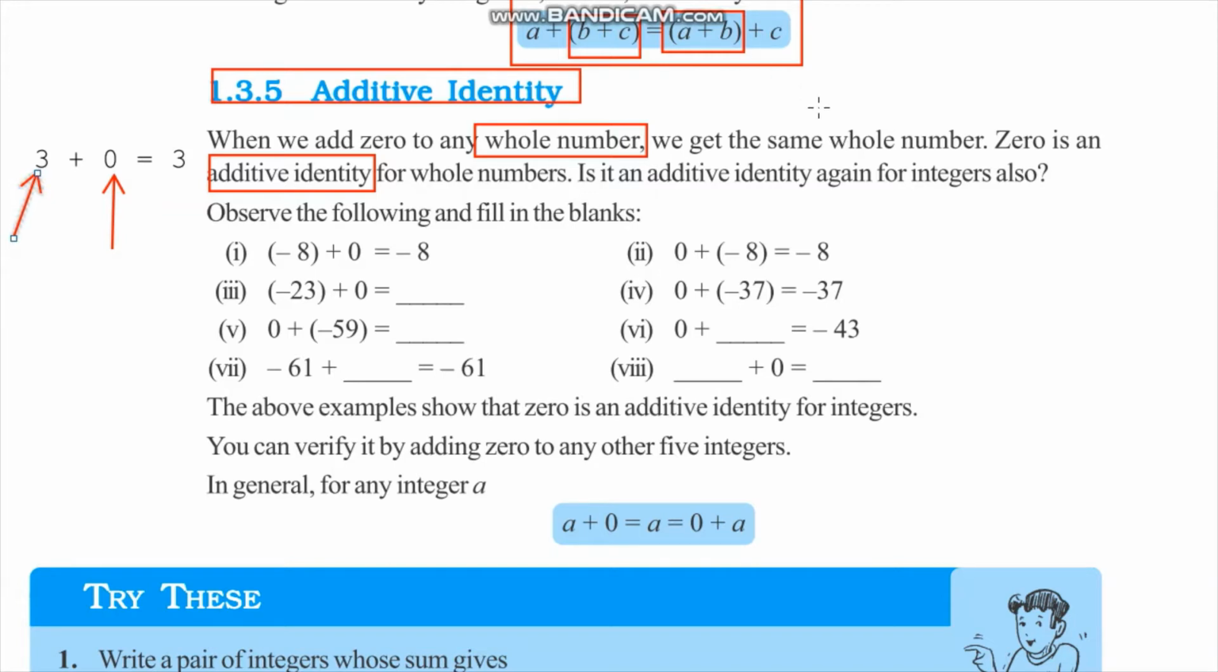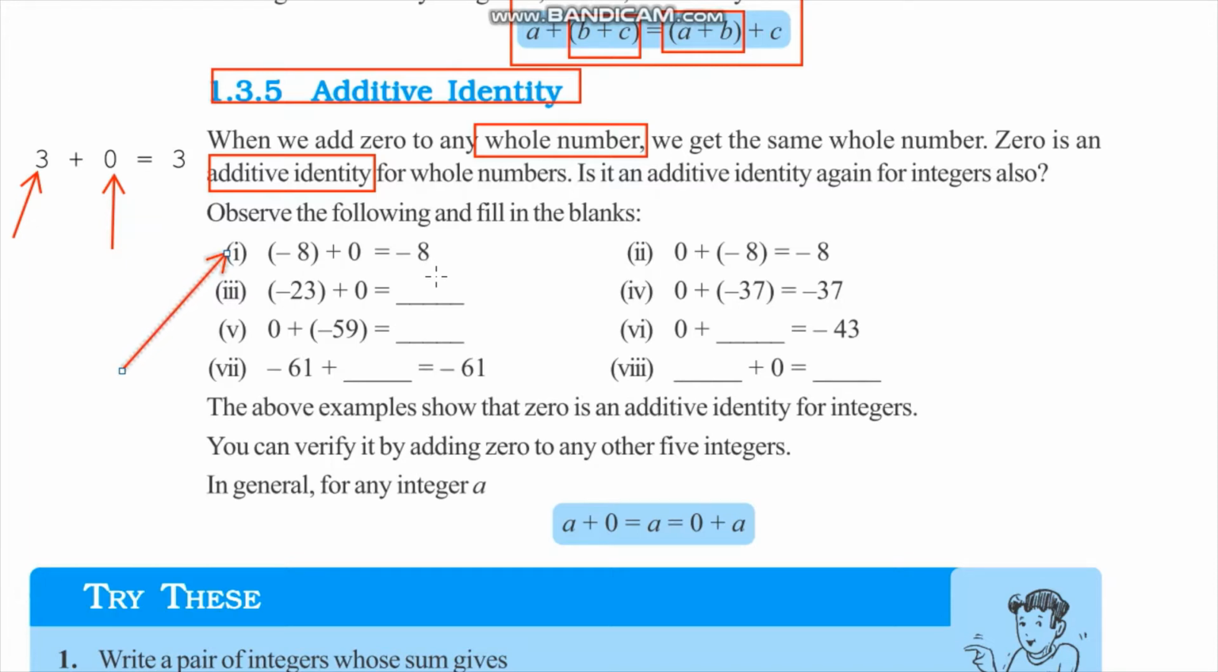Is it an additive identity for integers also? Do you think 0 is the additive identity for integers also? So what this question means is, if you add 0 to any integer, do you think the integer will remain the same without changing? Does it preserve its identity? If you take a look at all these examples, you will find that 0 is the additive identity for integers. This is because even when you add 0 to a positive or negative integer, you will get the same integer. So here we have minus 8 plus 0 and the result is minus 8.